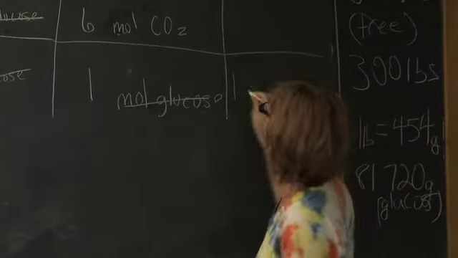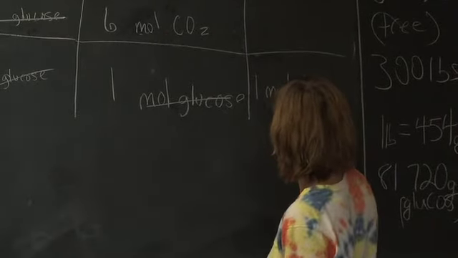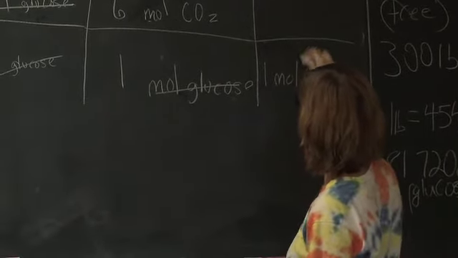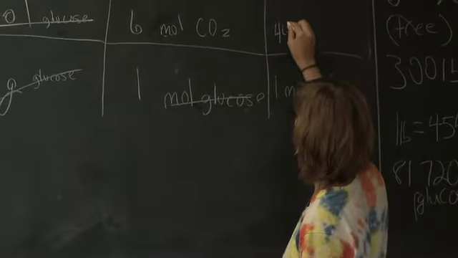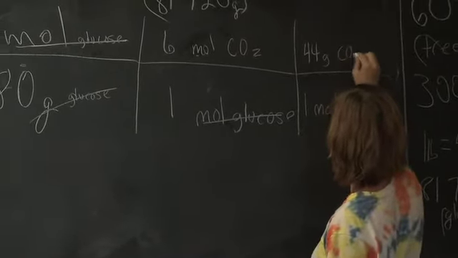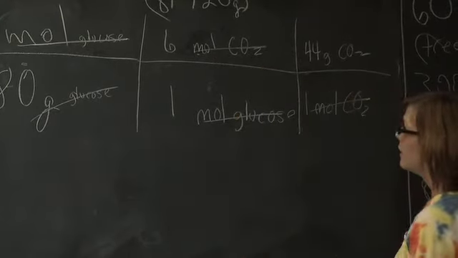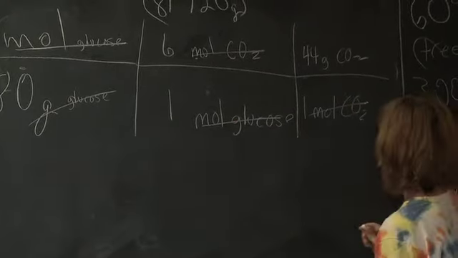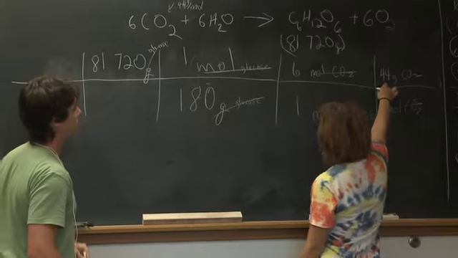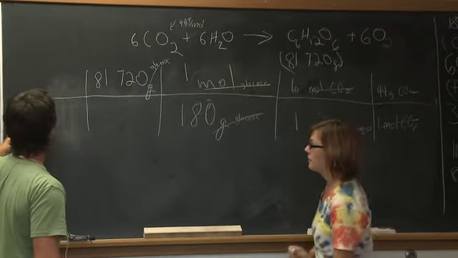We want moles of CO2 on the bottom. 1 mole of CO2 weighs 44 grams. So now we can cancel mole CO2. So now we have grams of CO2. Should we go back to pounds since our answer should be in pounds? We should convert back to pounds from grams. Grams of CO2 on the bottom.